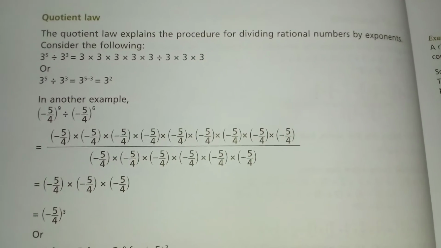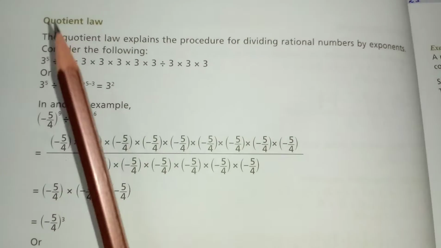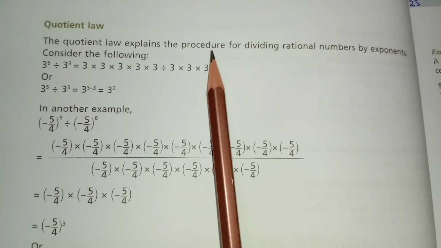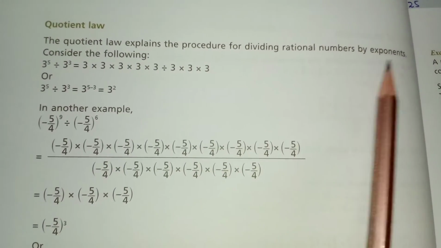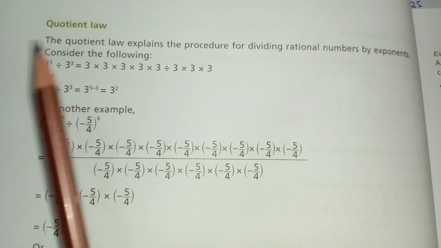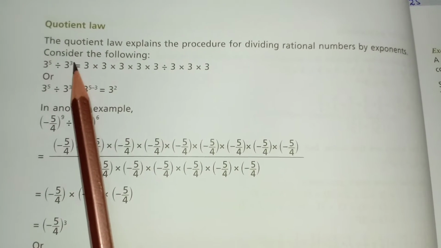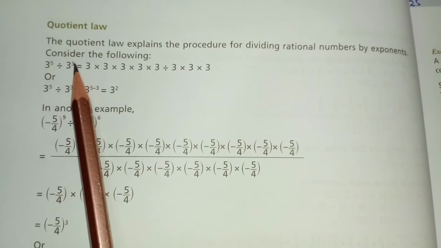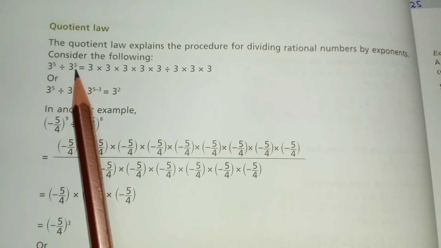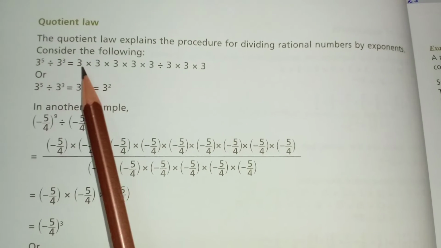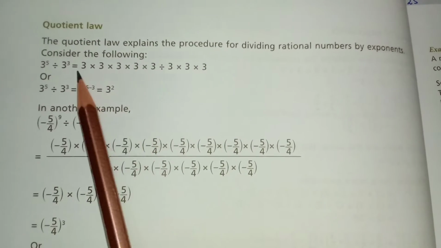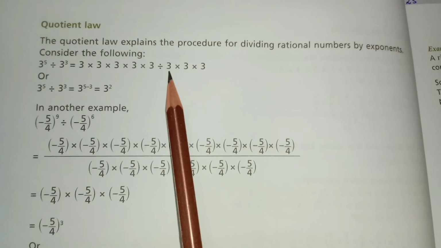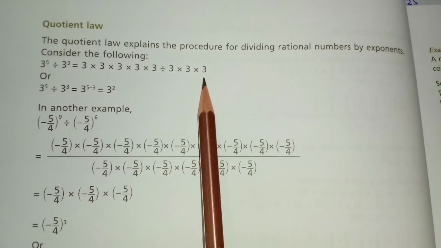Okay students, now we move to our next law, that is the quotient law. The quotient law explains the procedure for dividing rational numbers with exponents. So consider the following: 3 power 5 divided by 3 power 3. Their bases are the same but the powers are different and a division sign is between them. So 3 power 5 can be written as 3 multiplied by itself 5 times, and 3 power 3 can be written as 3 multiplied by itself 3 times.